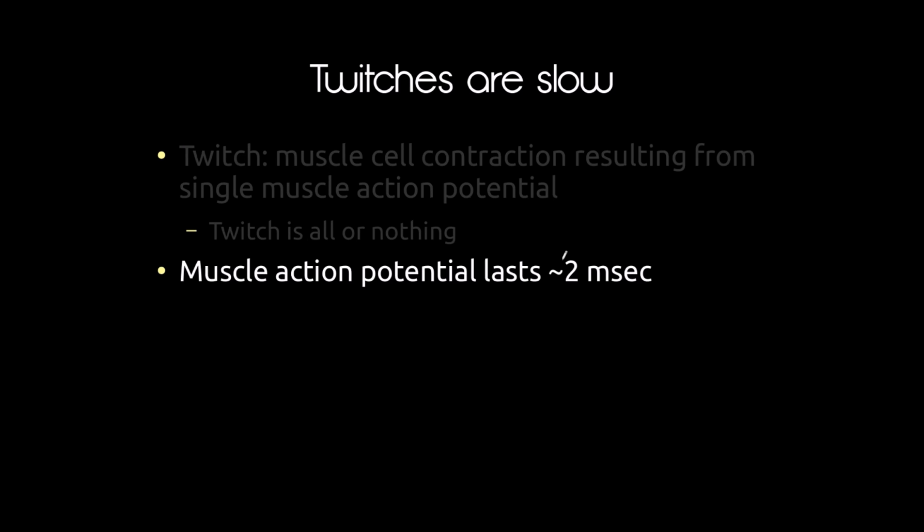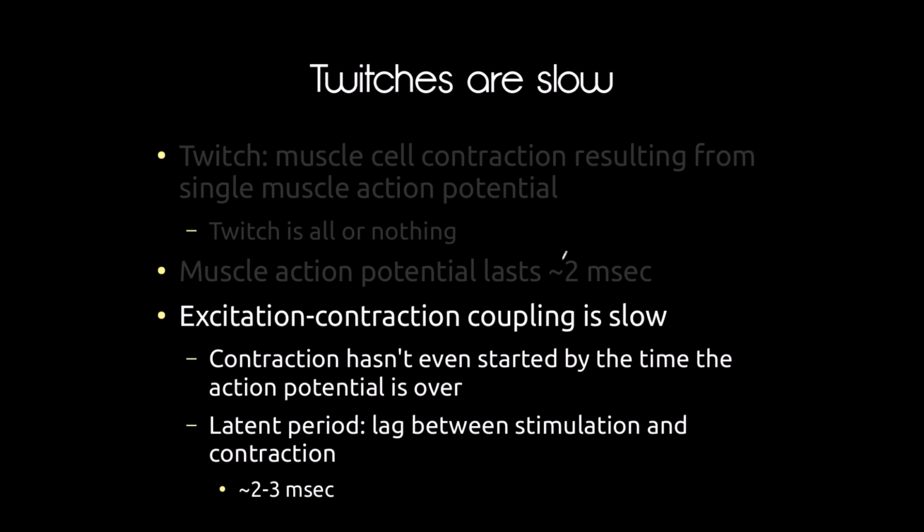And when we talk about twitches being slow, I mean, in the grand scheme of things, they really aren't slow. We're still talking about something that takes a fraction of a second. However, that being said, they are slow in comparison to the action potentials that are initiating them. So muscle action potentials are going to last about 2 milliseconds. Very, very quick.